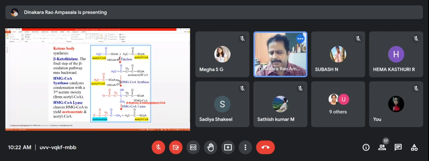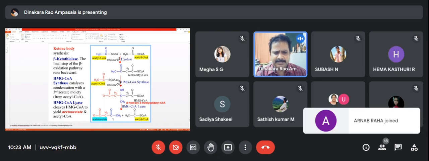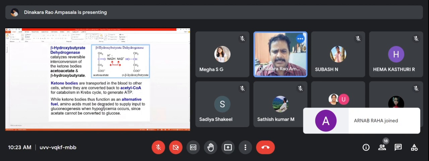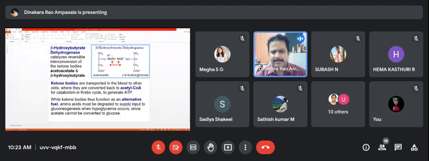This is one type of ketone body, and this acetoacetate, when it joins with a third acetyl-CoA molecule in the presence of HMG-CoA synthase, you can get HMG-CoA. HMG-CoA is nothing but beta hydroxy beta methylglutaryl-CoA. This HMG-CoA, in the presence of HMG-CoA lyase, will give acetoacetate and an acetyl-CoA molecule. Okay, this acetoacetate at later stages can convert into beta hydroxybutyrate in the presence of beta hydroxybutyrate dehydrogenase.